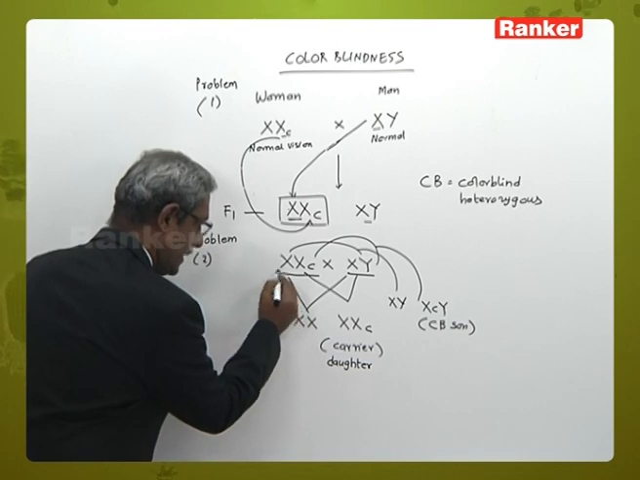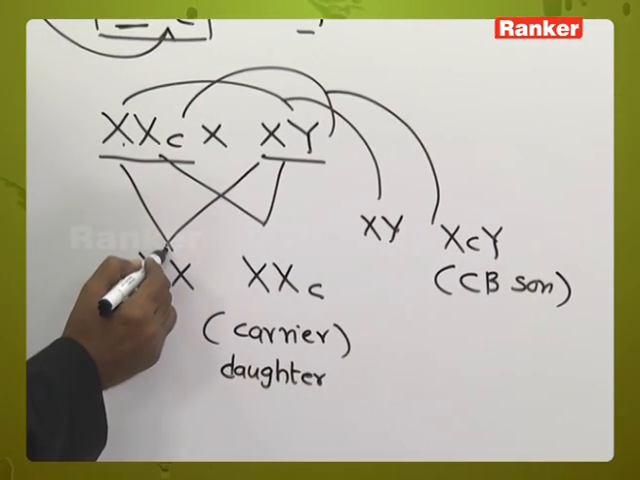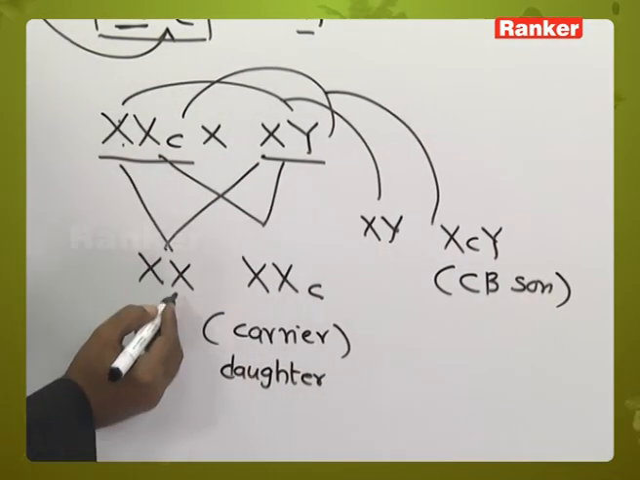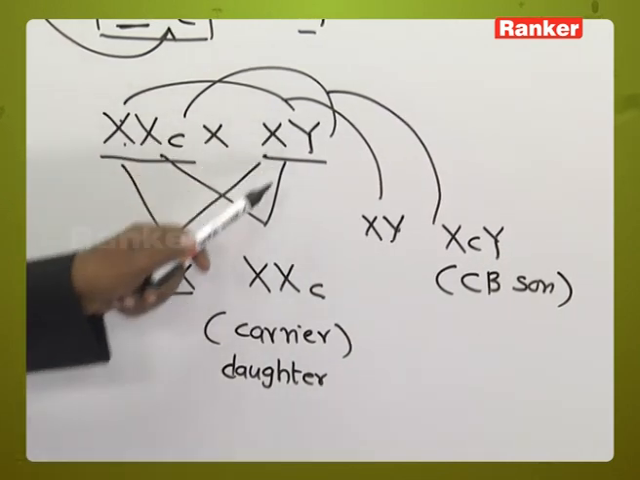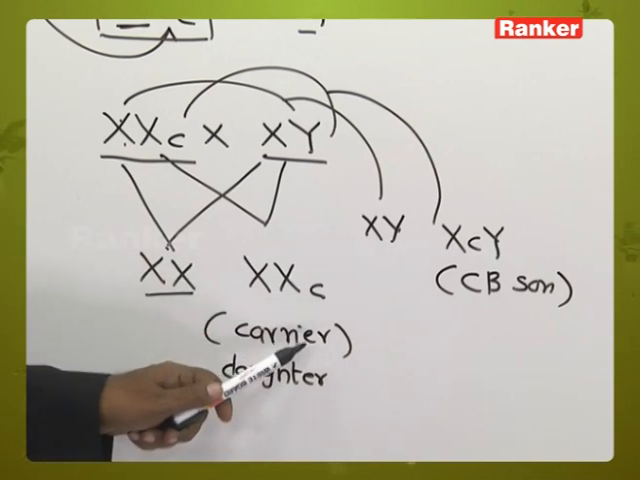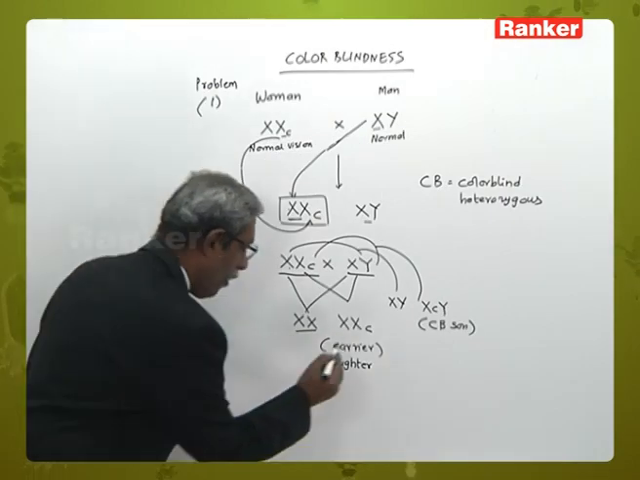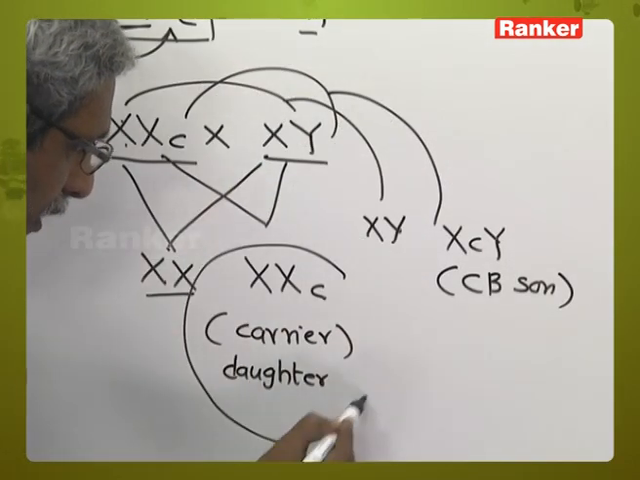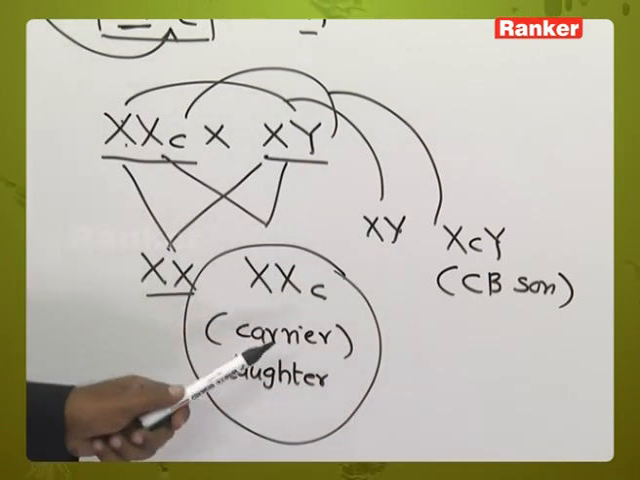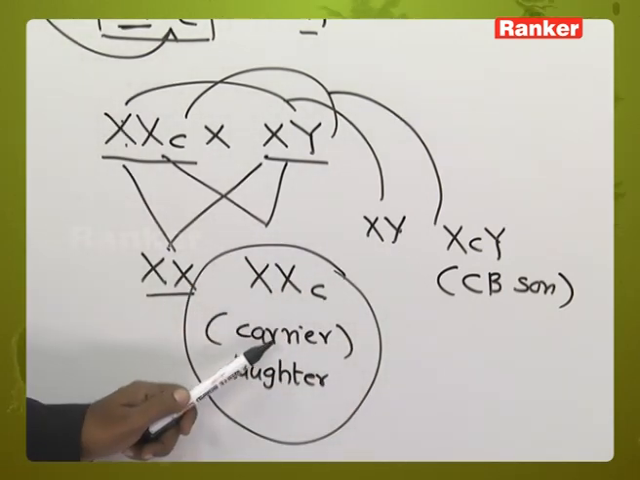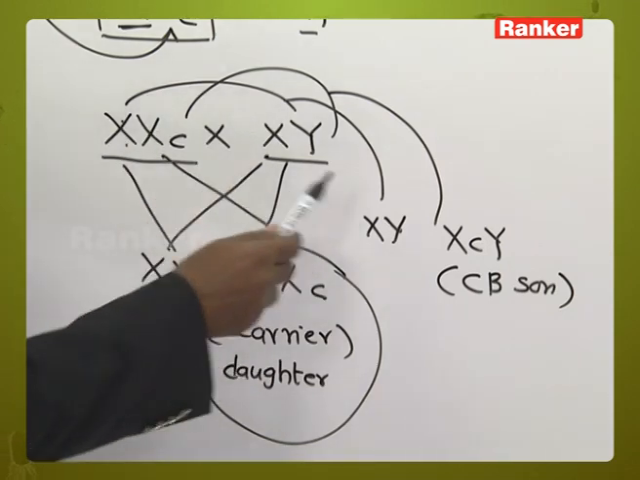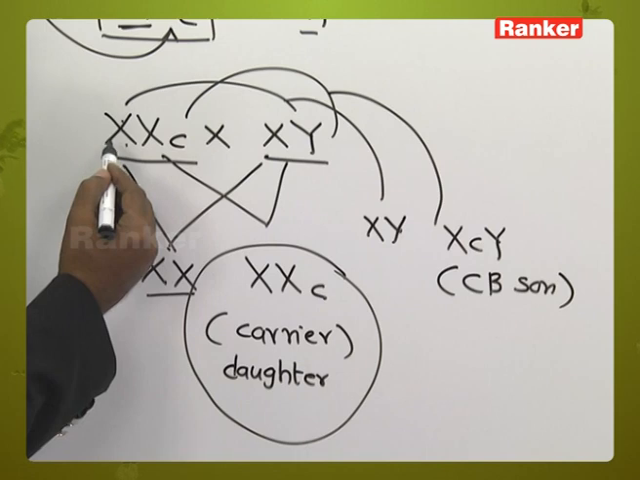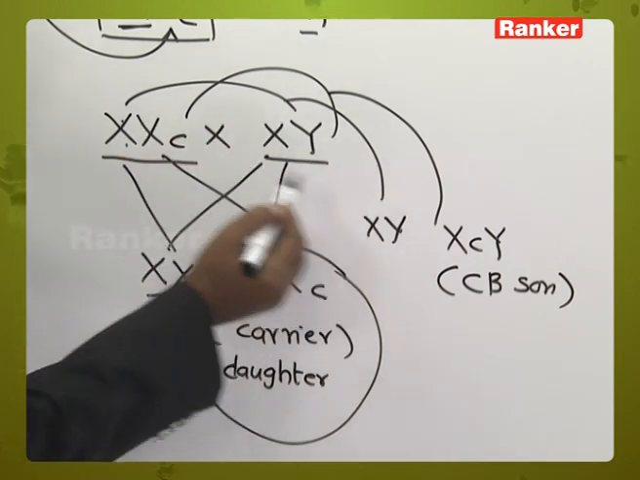So when we segregate, X gets segregated over here, the X and the X can combine to form an XX. Similarly, an XC and an X can combine to form an XXC. So this is an example of a color blind carrier daughter. An XXC indicates the daughter, and she is a carrier for color blindness. And similarly, in a combination, we have an X and a Y.